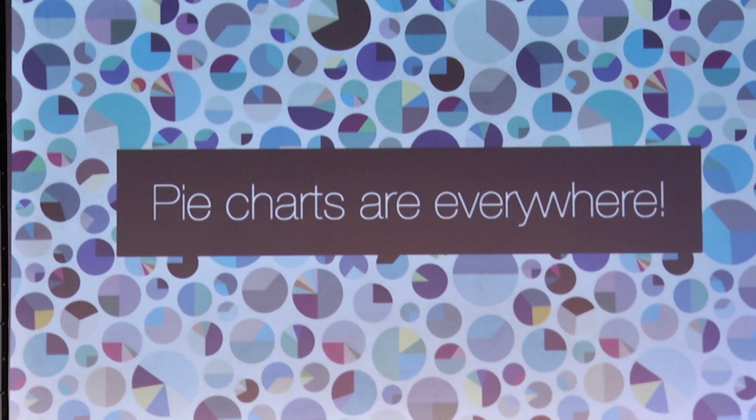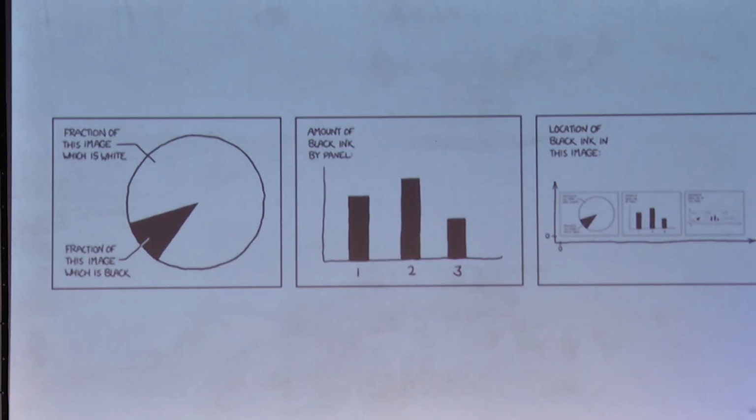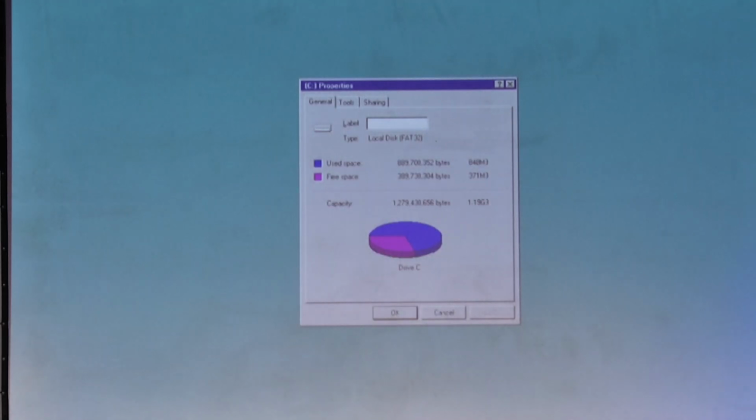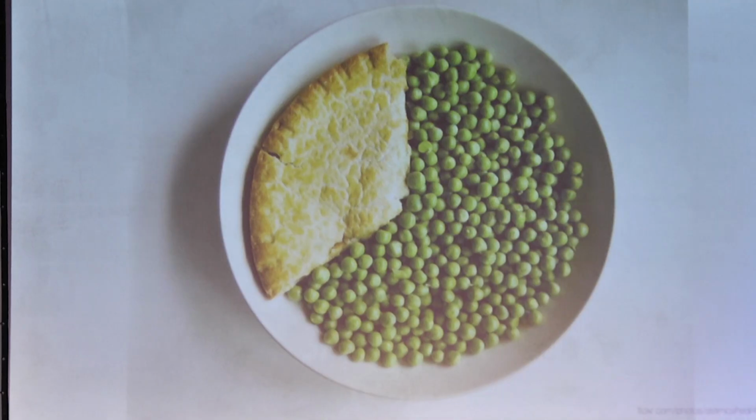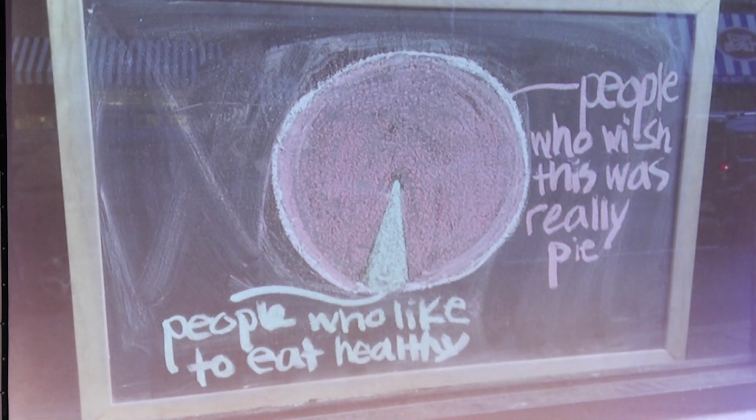So let's move on to something more interesting, like pie charts. Pie charts are everywhere. They're pretty ubiquitous. They're on XKCD. They're on Windows 95. They're on walls, on food, on blackboards, and I'm pretty sure I don't have to convince you about how common they are on the web.